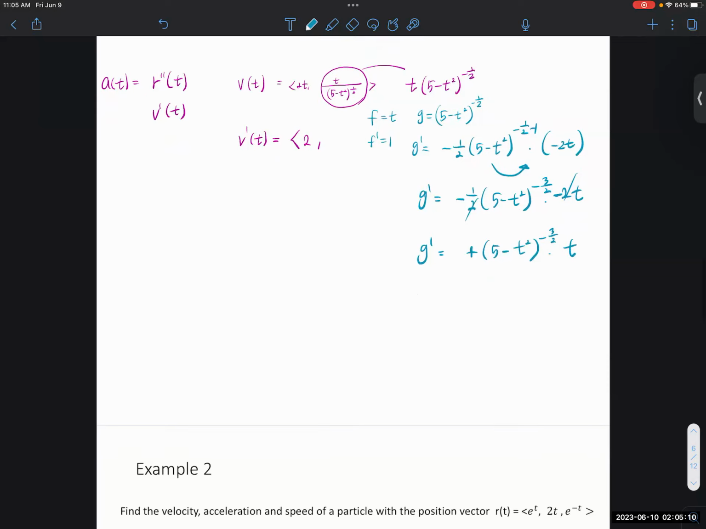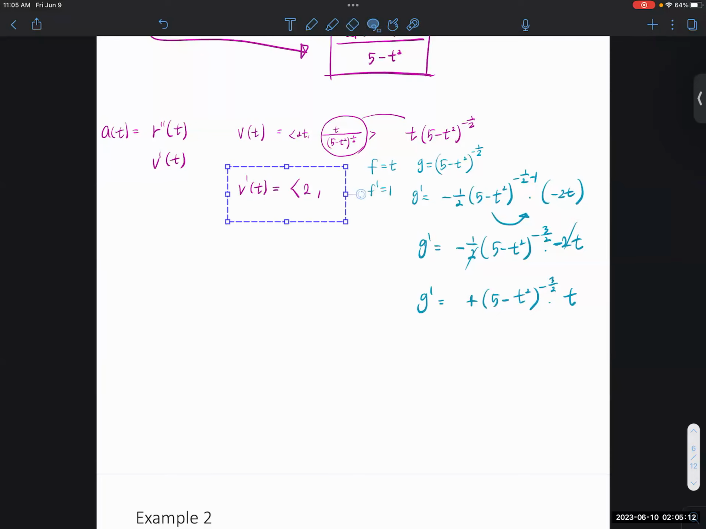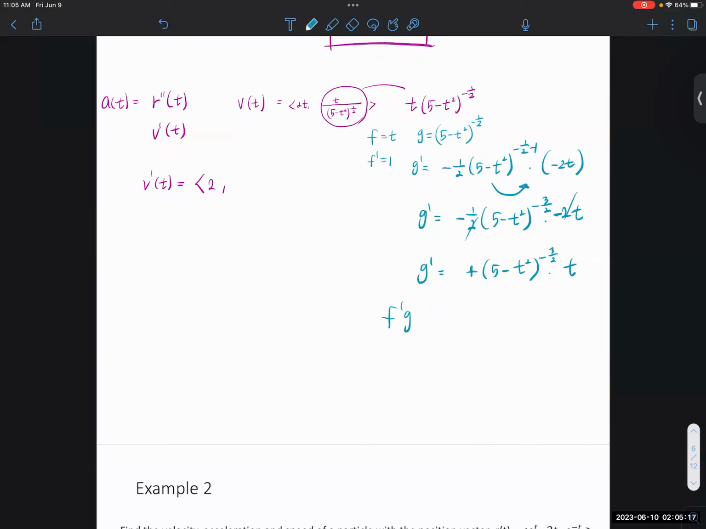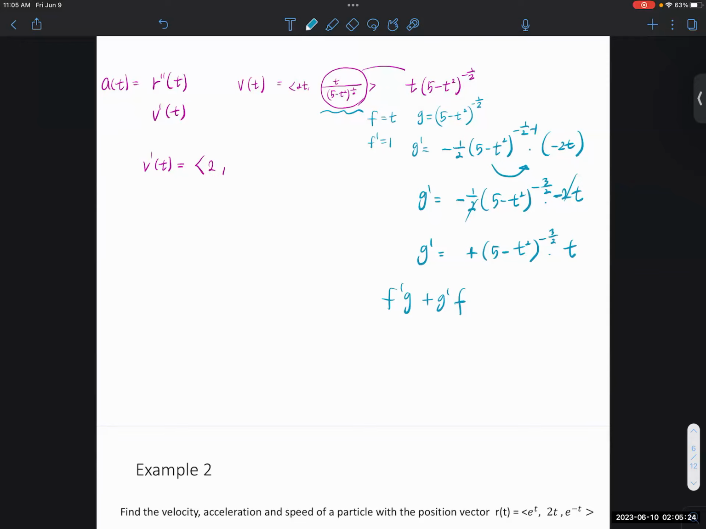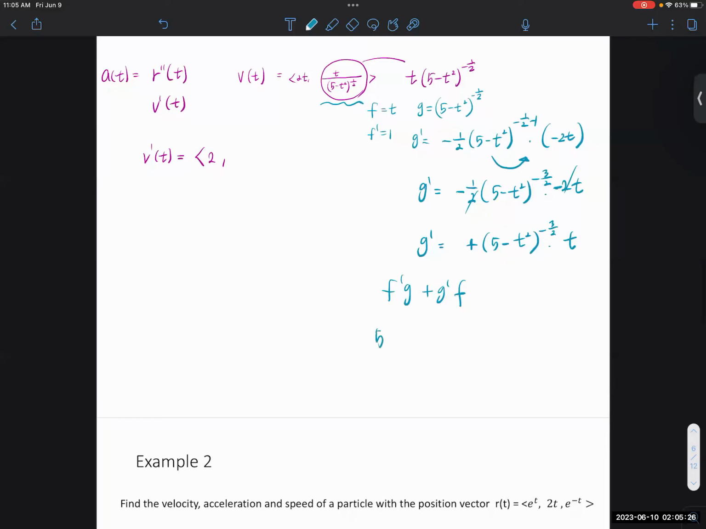So now you have, I'm not done yet. We have to find out the acceleration. So we are going to do f prime g plus g prime f. This is only the derivative of the second component. So f prime is 1, 1 times g, which is (5 minus t²) to the negative 1 over 2. Plus g prime, we got (5 minus t²) to the negative 3 over 2 times t, times f, which is t. So it's going to be t to the second power.